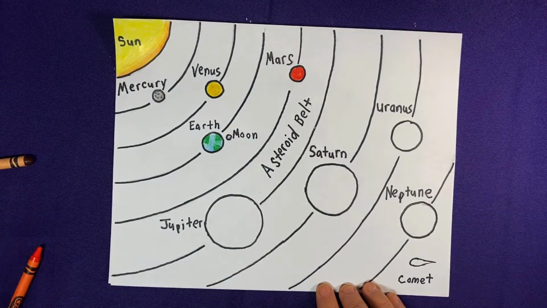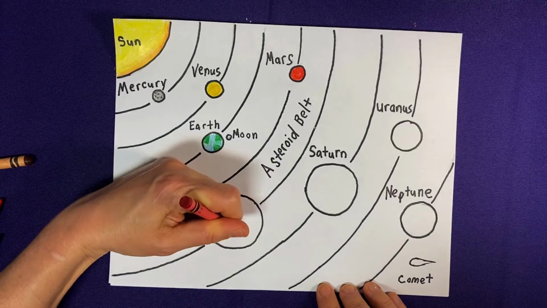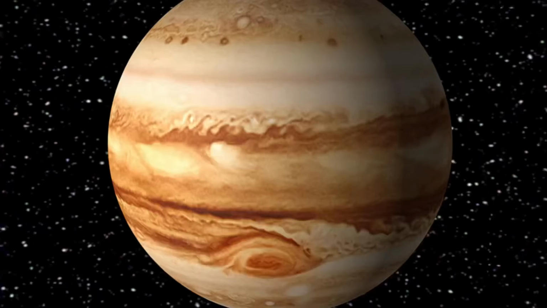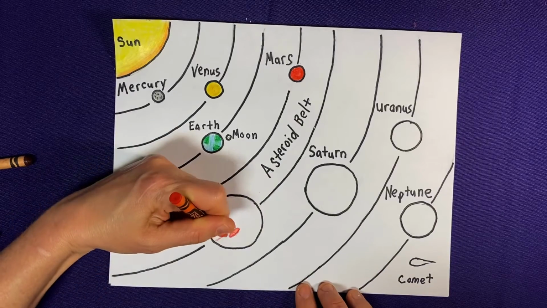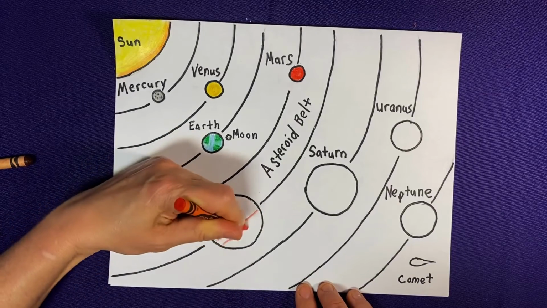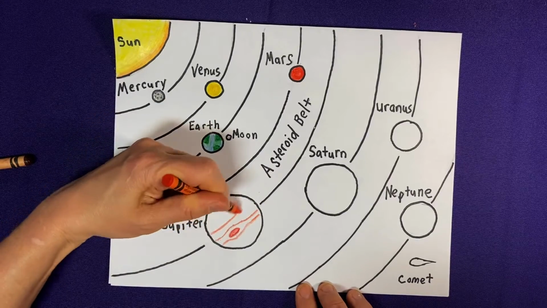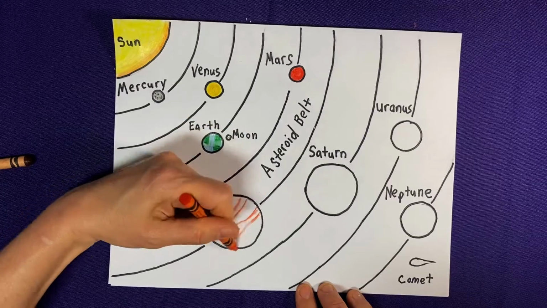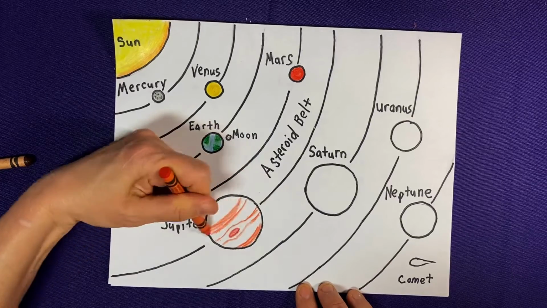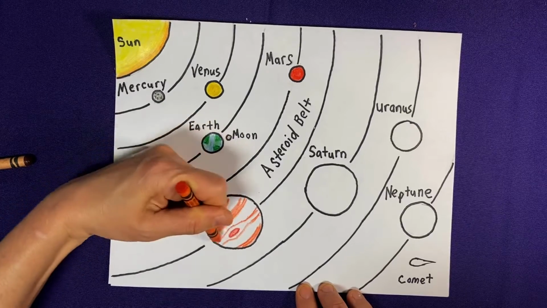And next is Jupiter. Jupiter is really big. It's the largest planet, and it's mostly made of gas. The red spot on the surface is a giant storm, so make sure to make a red spot. And then we're going to color some stripes with the color orange. Jupiter is my favorite planet to color.